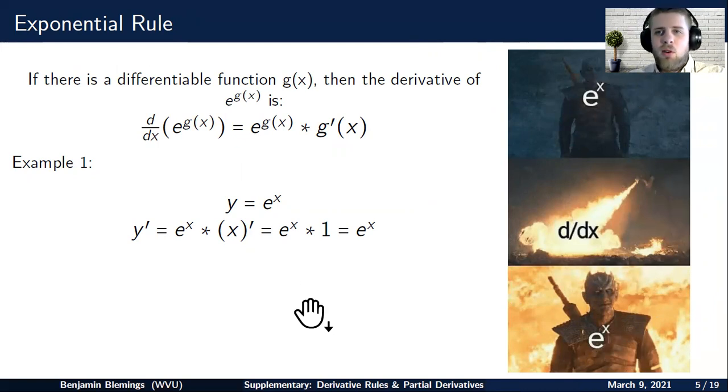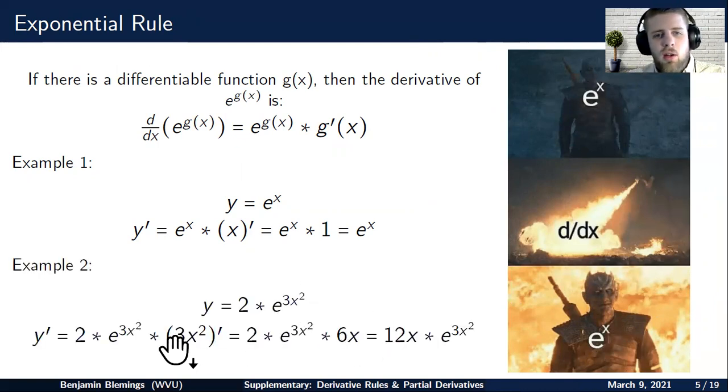Let's do a slightly more difficult example. If we have y equals 2 times e to the 3x squared, then the derivative is 2 times e to the 3x squared times the derivative of 3x squared. So we leave this 2 times e to the 3x squared, and we take the derivative of 3x squared, and we get 6x via the power rule. And then we can simplify that, and that's just 12x times e to the 3x squared. And so this times e to the 3x squared is where the chain rule is happening.